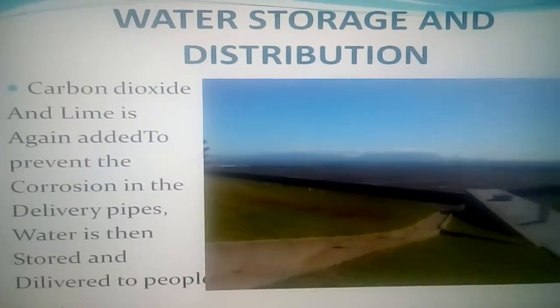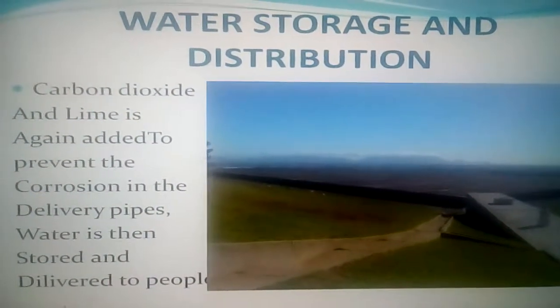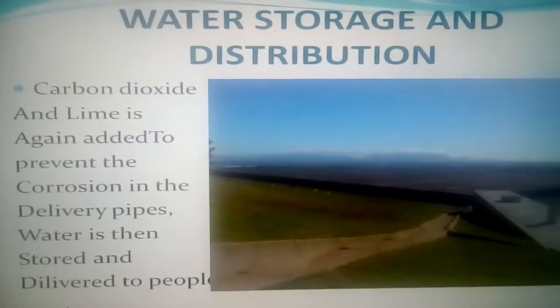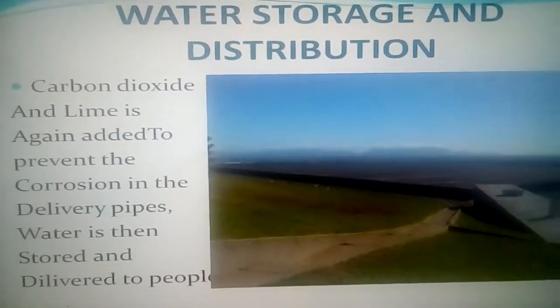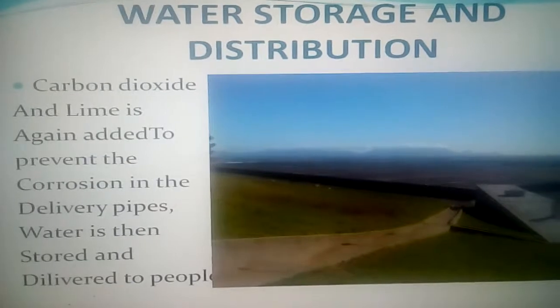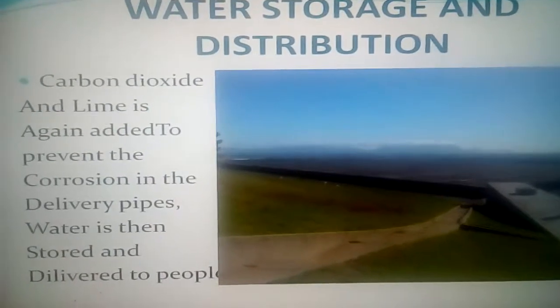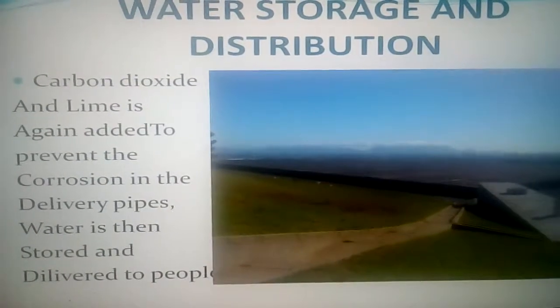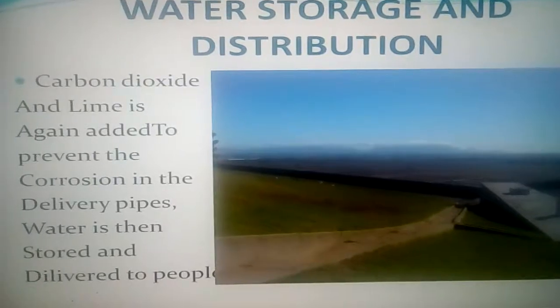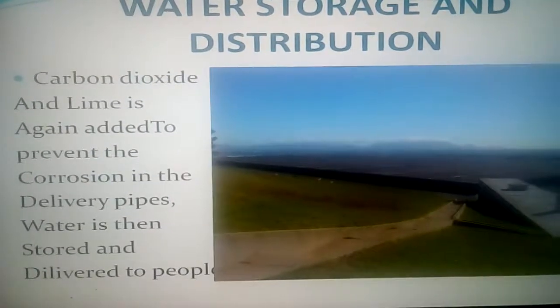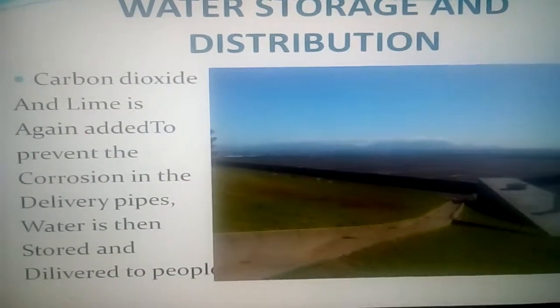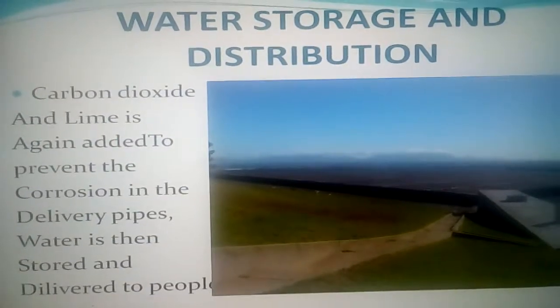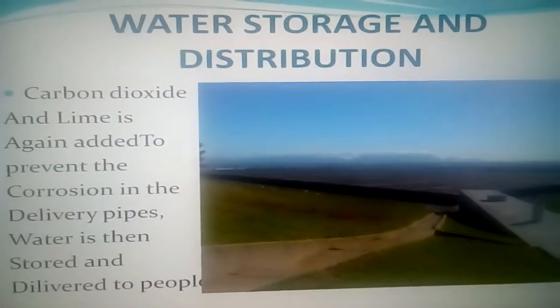Here is the last stage, water storage and distribution. Here is the addition of carbon dioxide and more lime, again to prevent corrosion in the delivery pipes. Water is then stored and delivered to people. So at this stage, the water is ready to drink. It's clean.